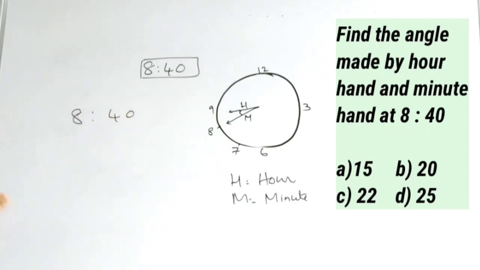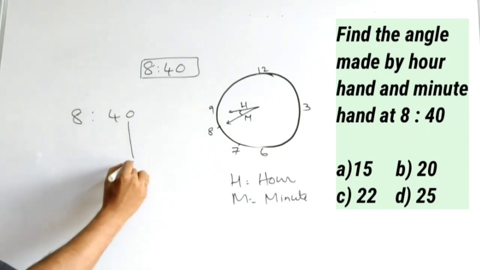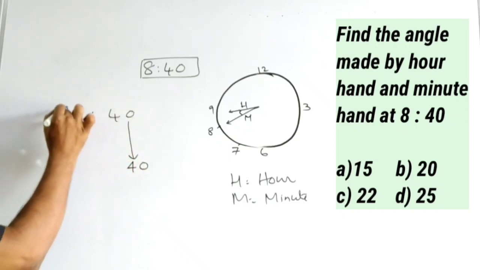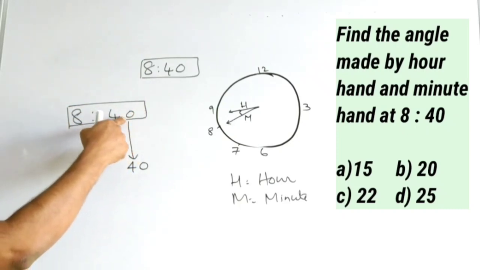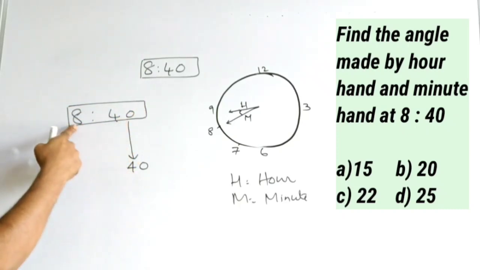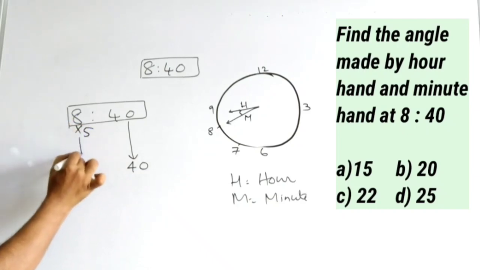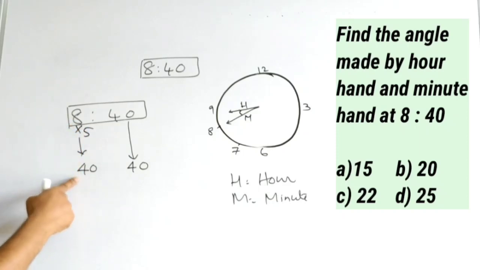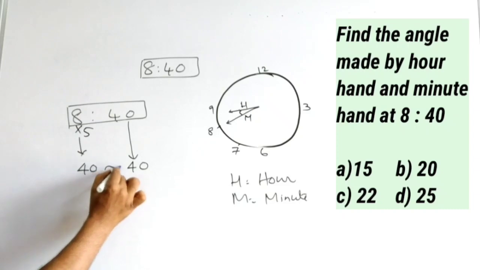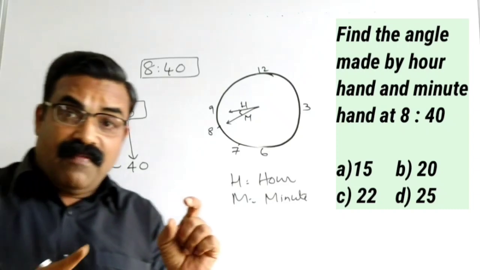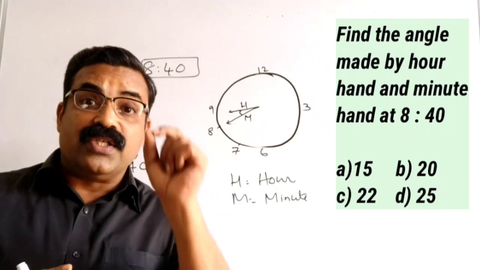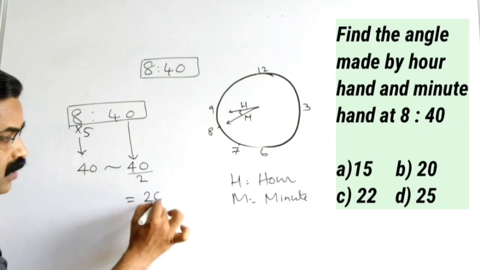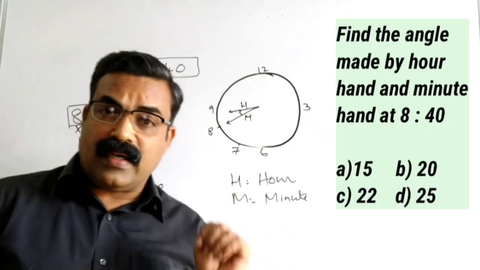Now what is the step? Understand very clearly. This 40 you have to write as it is, the minute 40. 8:40 is the time given. So write the 40 as it is. 8 multiplied by 5, you write 40. These two numbers are the same. There is no difference. The same way we have done the previous question. If there is no difference, just divide this by 2. So 40 by 2, you got answer 20. So accordingly you can mark the correct answer.